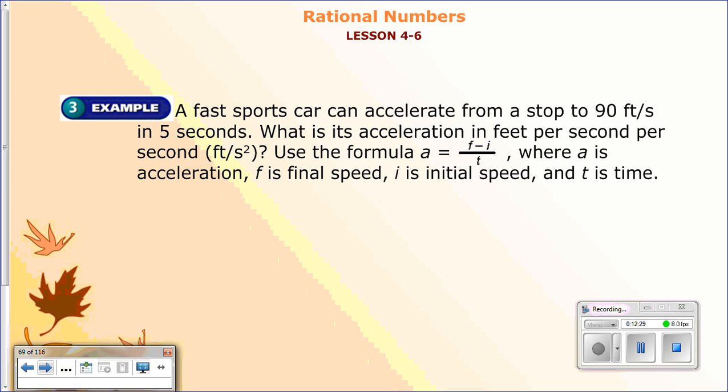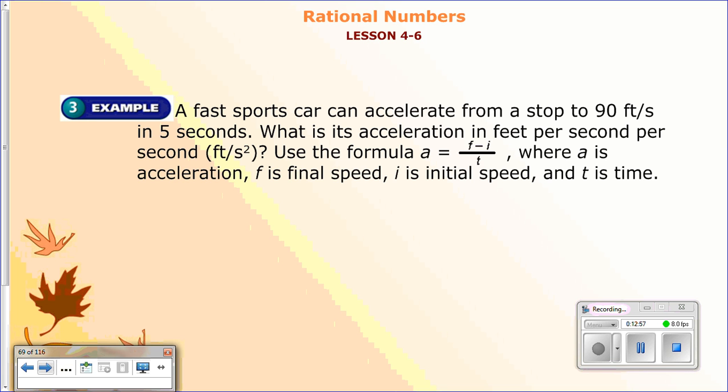So here's an example of what I was just talking about, where we'll have to simplify before we actually solve. A fast sports car can accelerate from a stop to 90 feet per second in 5 seconds. What is its acceleration in feet per second, which means feet per second squared? Use the formula A is equal to F minus I divided by T, where A is the acceleration, F is the final speed, I is the initial speed, and T is time.